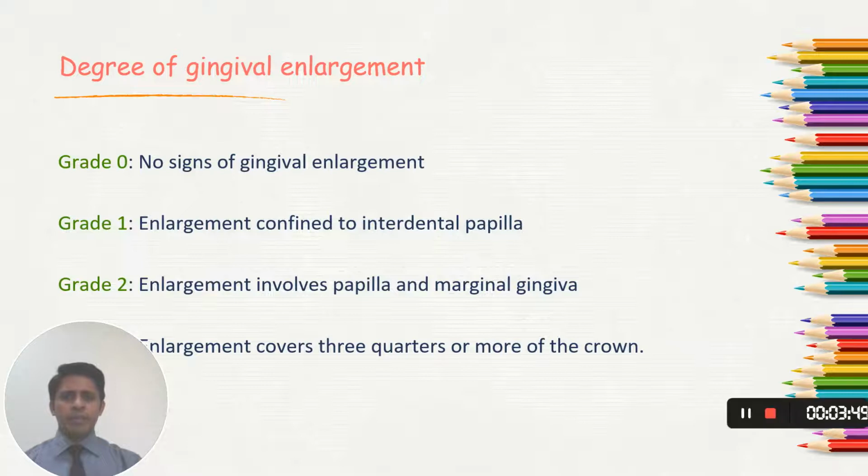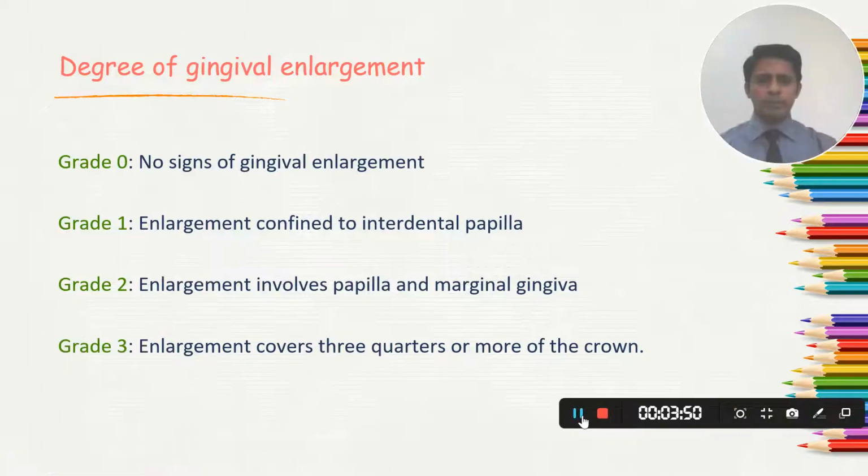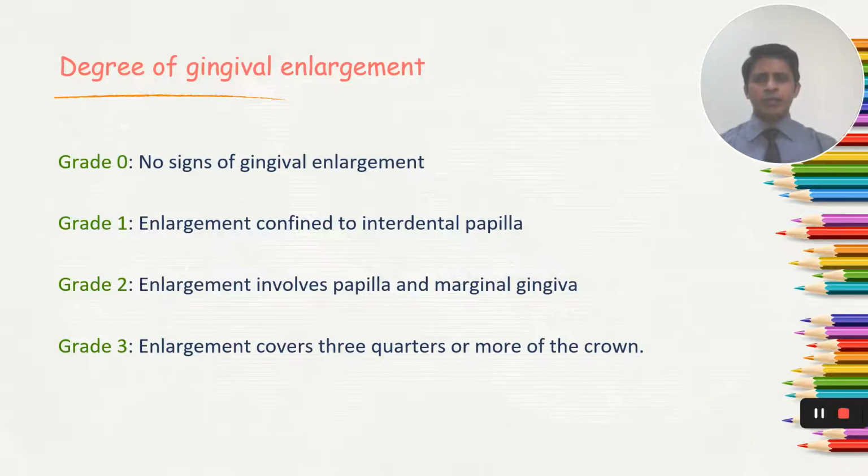Depending upon the degree of gingival enlargement, it can also be classified as grade 0, that is no signs of gingival enlargement, grade 1, that is enlargement confined to interdental papilla, grade 2, enlargement involving papilla and marginal gingiva, and grade 3, the enlargement that covers three-fourths or more of the crown.